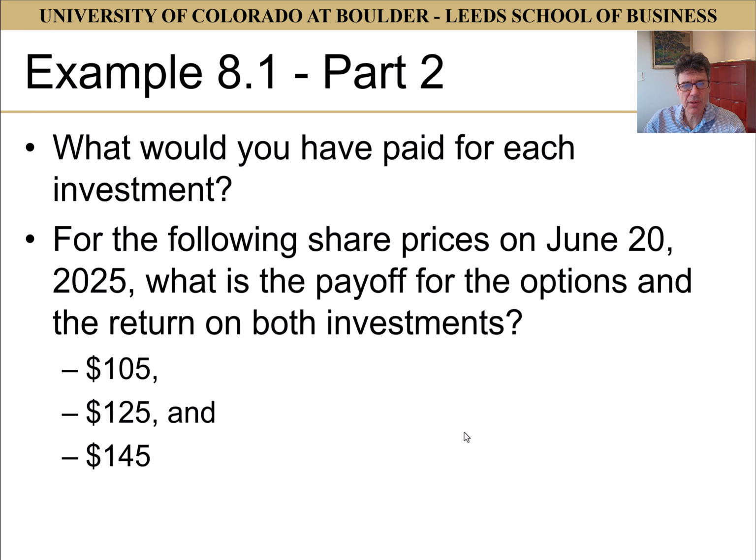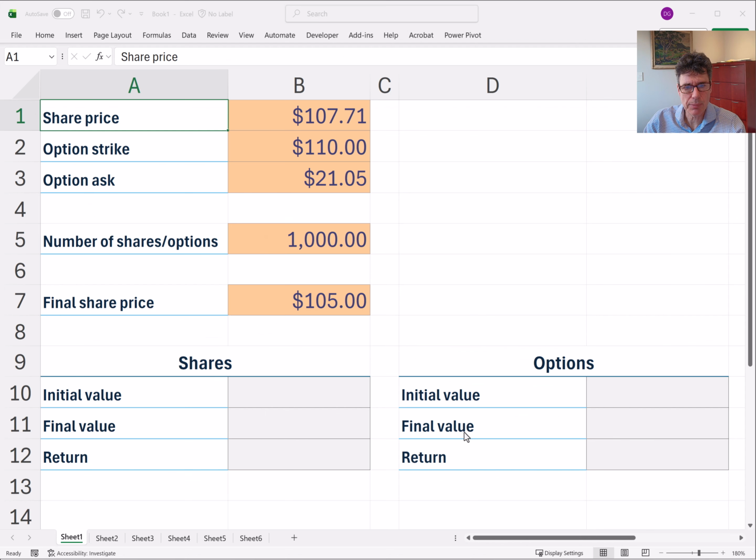Okay, I have set up a spreadsheet with the market information. So the original share price was 107.71. The option strike is 110. The option ask, the price you pay to buy it, is 21.05. The number of shares or options is 1,000. And we've got our final share price of 105, and we can change that to 125 or 145.